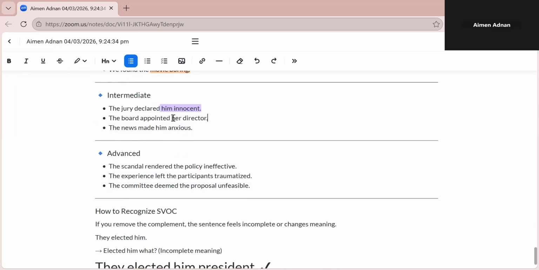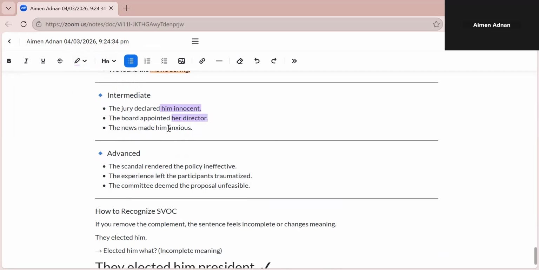Let's see the other. The board appointed her director. The board is the subject, appointed is the verb, and her is your object in the sentence. And what is the extra profession that is added to her? That she is appointed as director, and that is a complement that is added to her, and that is why it will become your object complement.